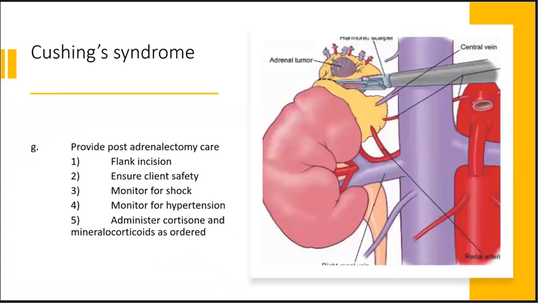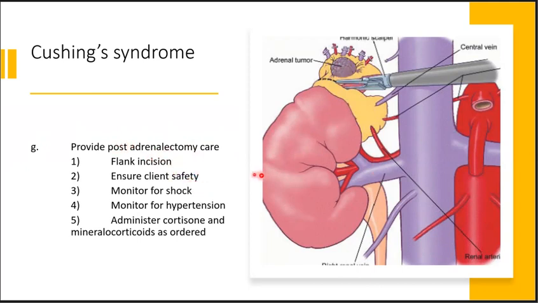So treatment options for this client can include surgery, where we can carry out adrenalectomy, which would be a surgery to remove one or both adrenal glands. So you can see the adrenal gland is being taken off. So we'll need to provide post-adrenalectomy care.